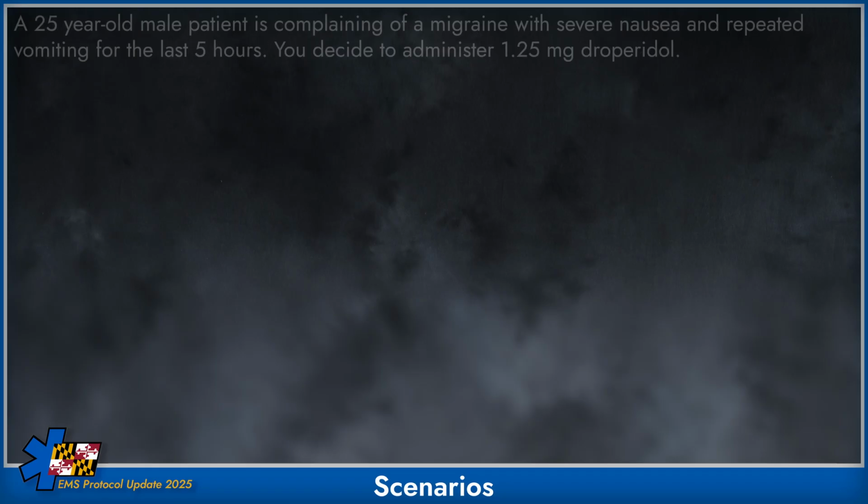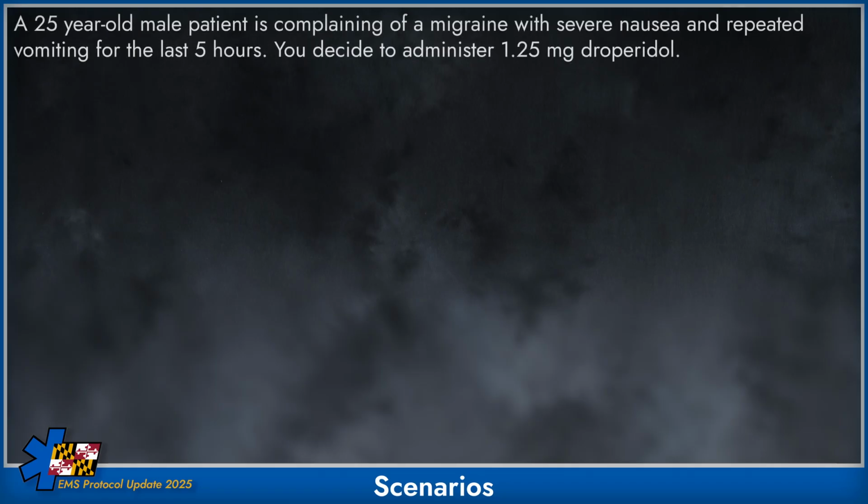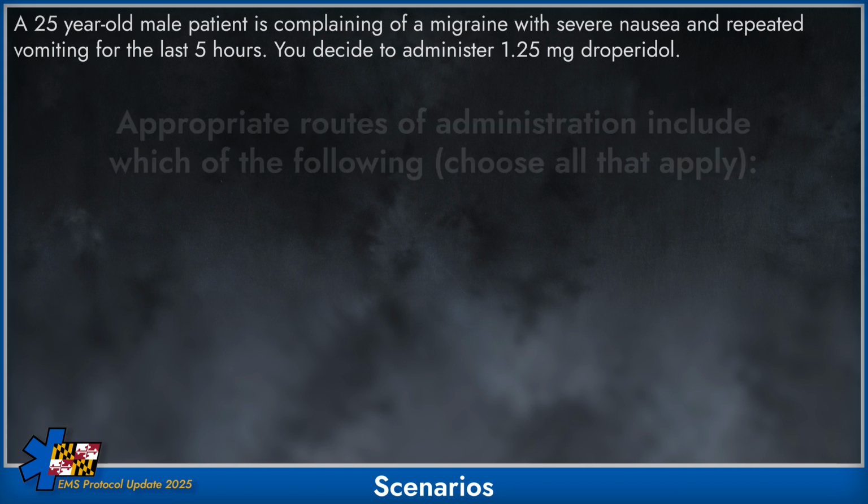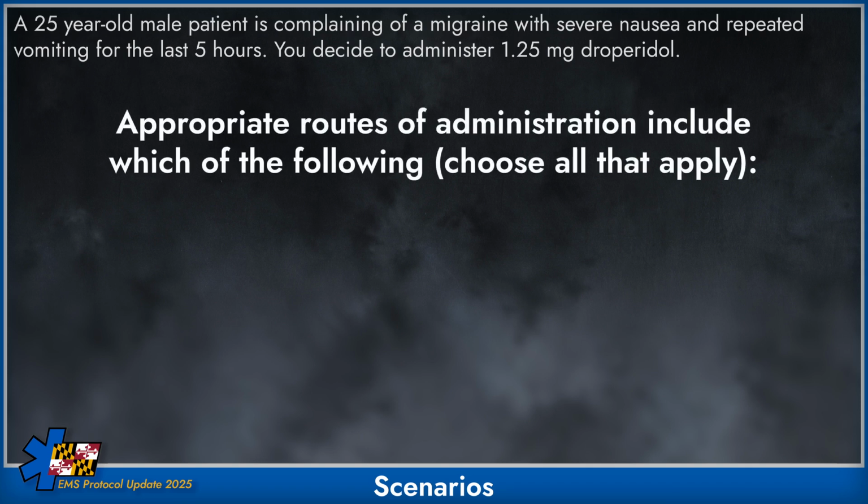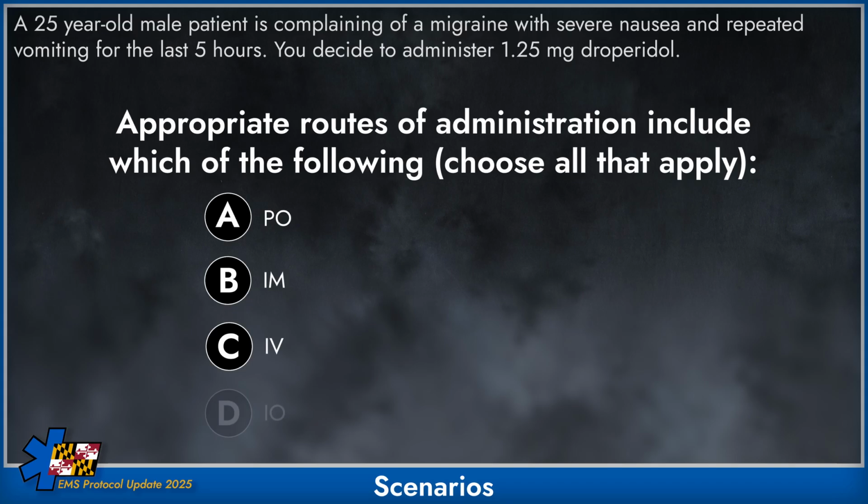A 25-year-old male patient is complaining of a migraine with severe nausea and repeated vomiting for the last 5 hours. You decide to administer 1.25 milligrams of droperidol. Appropriate routes of administration include which of the following? Choose all that apply. A. PO. B. Intramuscular, IM. C. IV. Or D. IO. The correct answers are B. IM and C. IV.